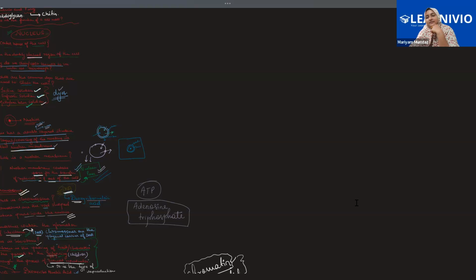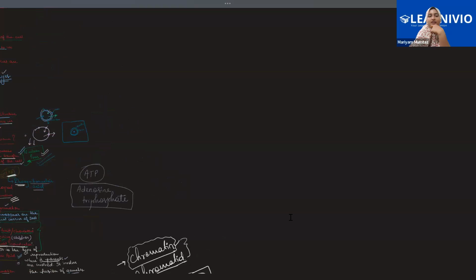Yes, Sarah, tell me. We stain the cell so that we can see clearly the things inside the cell. Yeah, so that we can visualize them because normally they are transparent.